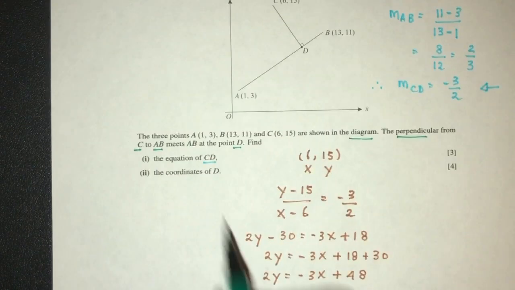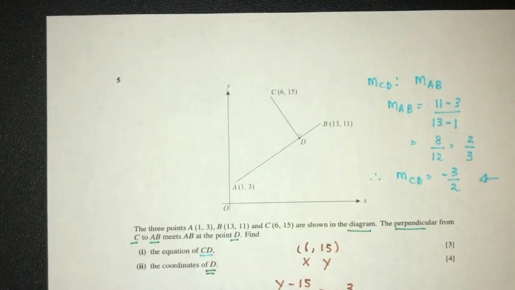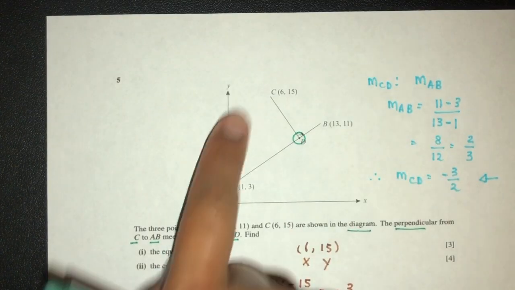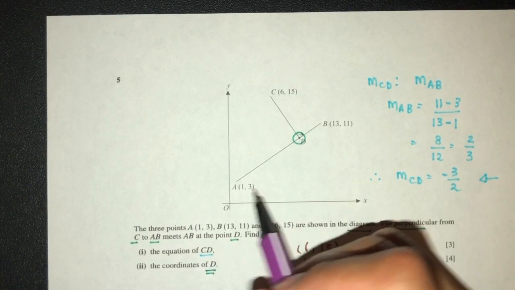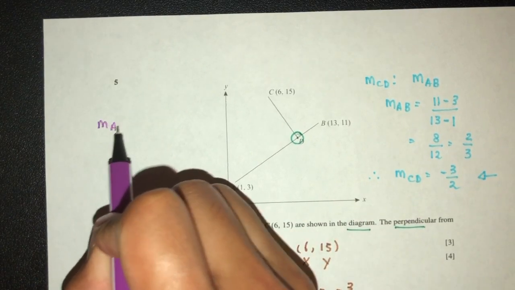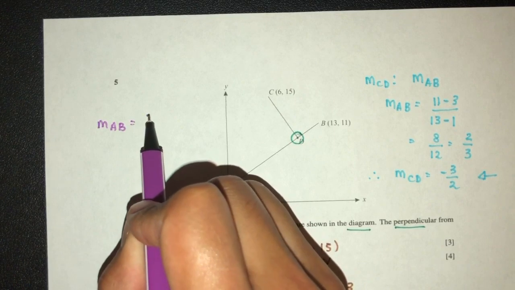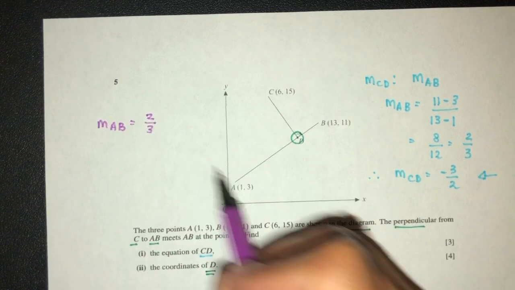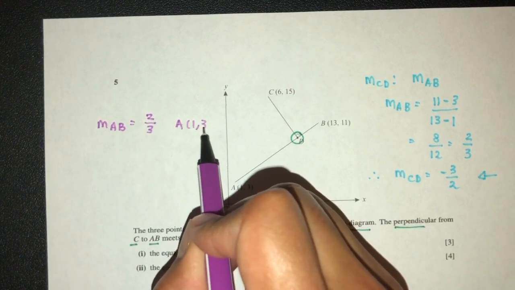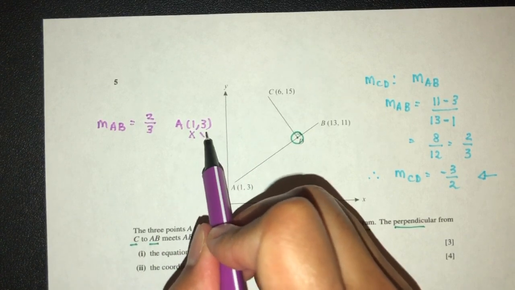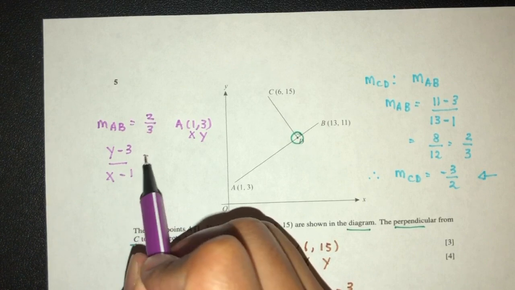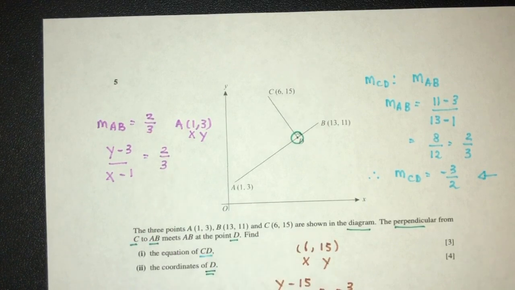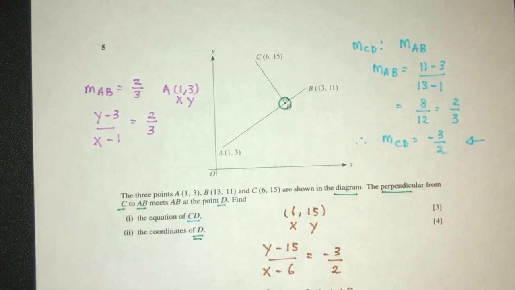Now for part 2, find the point D. As you can see, the point D is a point of intersection between the line CD and AB. So we also have to find the equation of AB. So for AB, we know the gradient of AB was found to be 2 over 3. The passing point, let's choose this point A, which is 1, 3. My x value here, my y value here, so y minus 3 over x minus 1 has to be 2 over 3. Again, this is just a method to find the equation of a straight line.